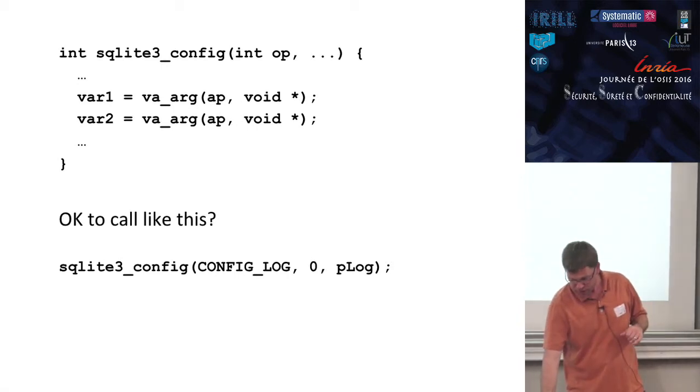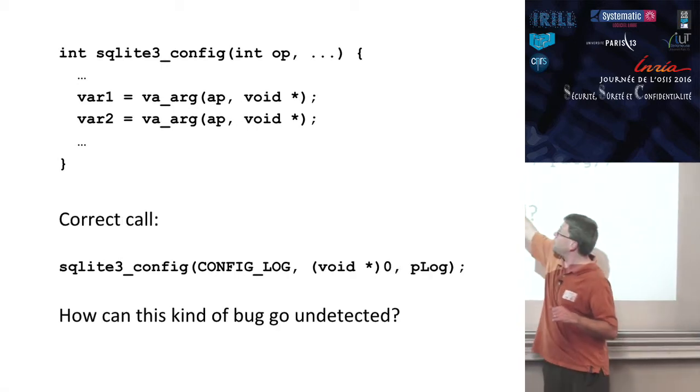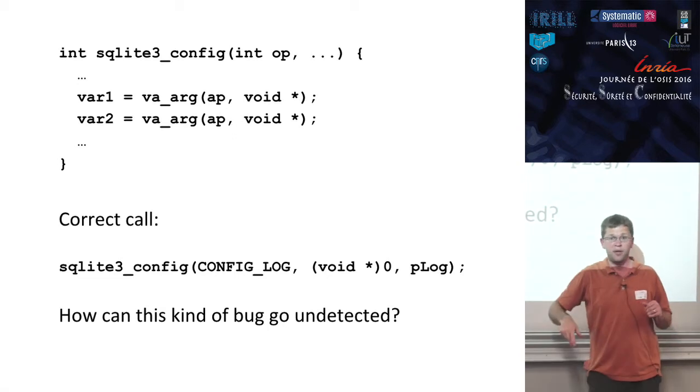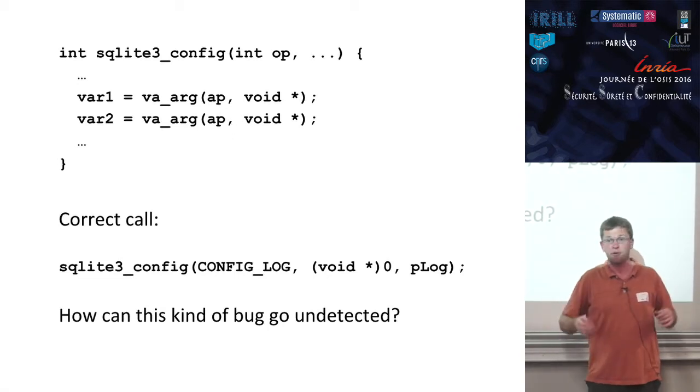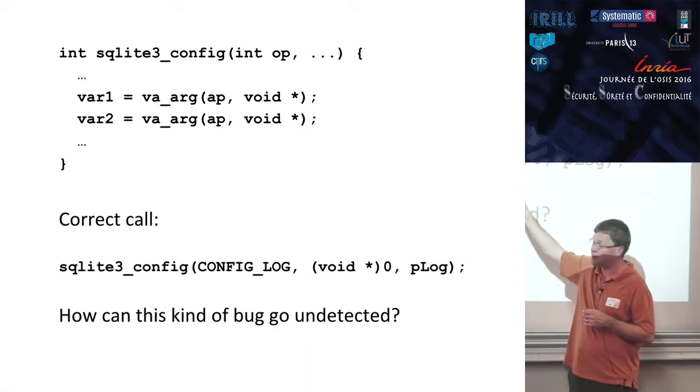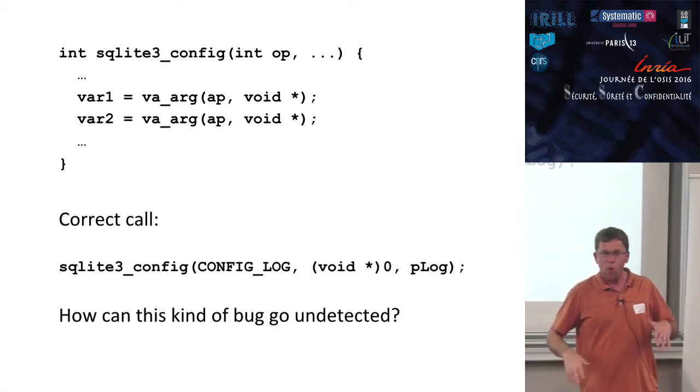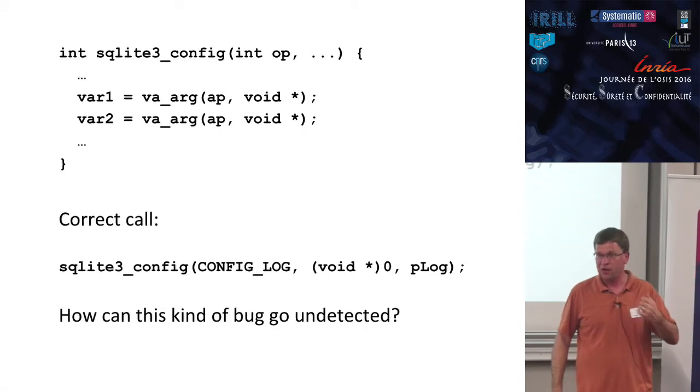So the fix for this is to teach the compiler that the zero is a pointer, and not force the compiler to infer that the zero is a pointer, because the compiler just doesn't have the information. So this is the correct version of that code. And now the question is, why did this go undetected? Why wasn't this causing systems to crash?